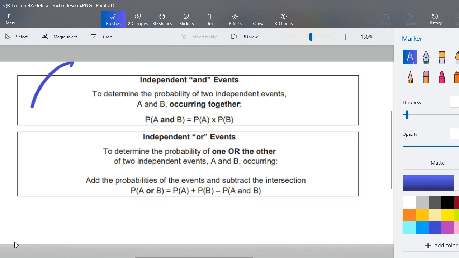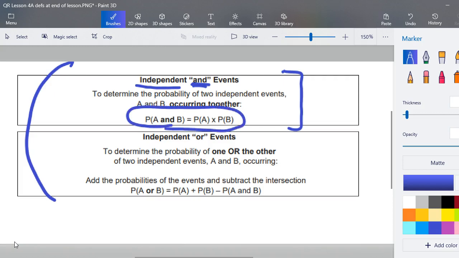And these pieces of information, you may want to cut them out. You may want to take pictures. You may want to draw them, flashcards, whatever you want to do. You must memorize these pieces of information. The first one is independent and. All we talked about this lesson is independent. Independent and, it gives you a little bit of thought and then it gives you the formula.